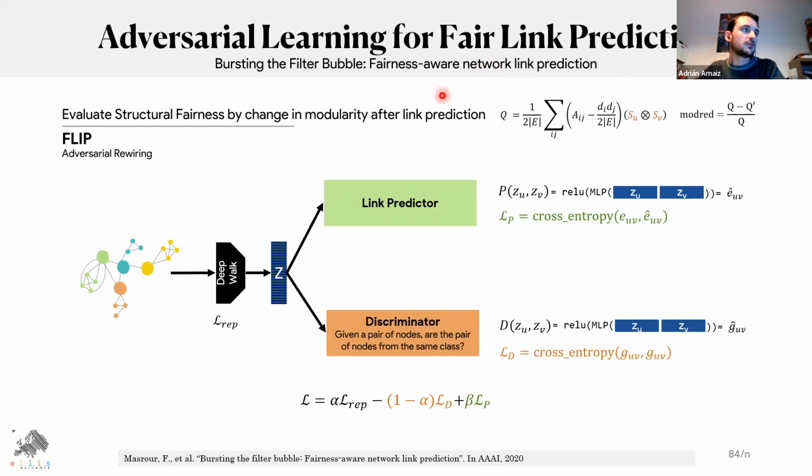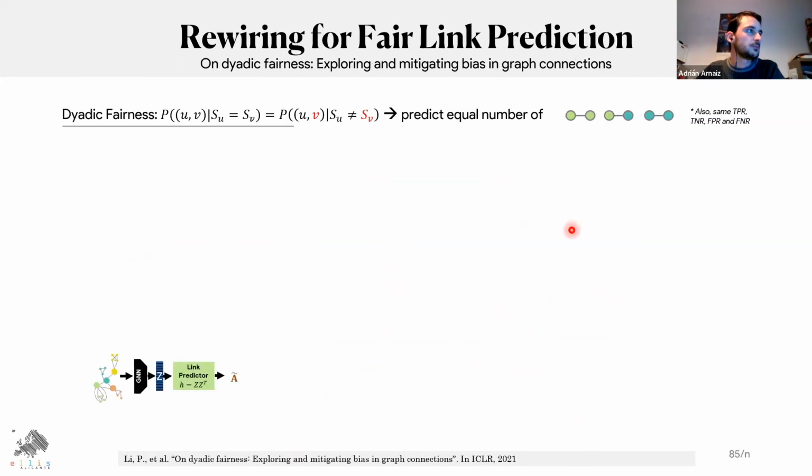This paper also has a non-rewiring approach, but it's very famous. That's why I explain it. It's just an adversarial way of doing it. They predict the links, and in the other branch, with the same embedding, they predict whether each pair of nodes is intra-class or interclass, and they do it in an adversarial way. So this discriminator doesn't know anything about the class of the nodes, and the link predictor still works well.